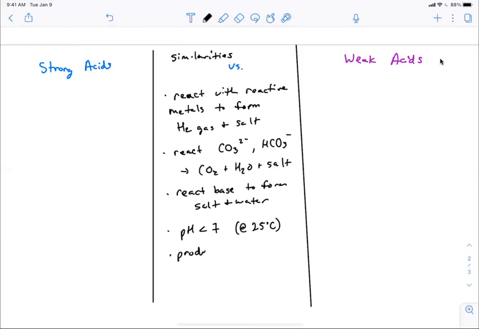They both produce H plus ions in water. They both can conduct electricity. Where a lot of things differ is to what extent, right? Because that's the real difference between weak acids and strong acids: to what extent do these reactions and these characteristics show up in these solutions.